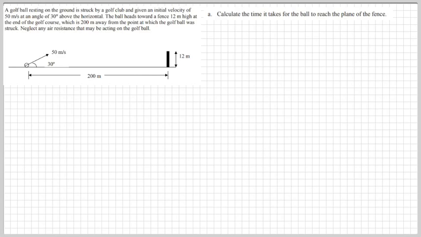Part A asks, calculate the time it takes for the ball to reach the plane of the fence. So basically, how long does it take for the ball to get to that 200-meter distance away? First, we're going to analyze the component parts of the initial velocity of the ball.